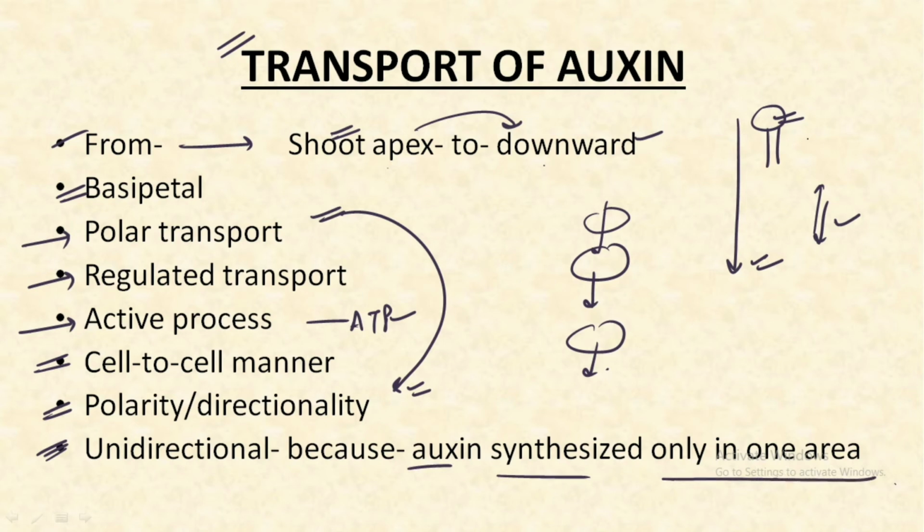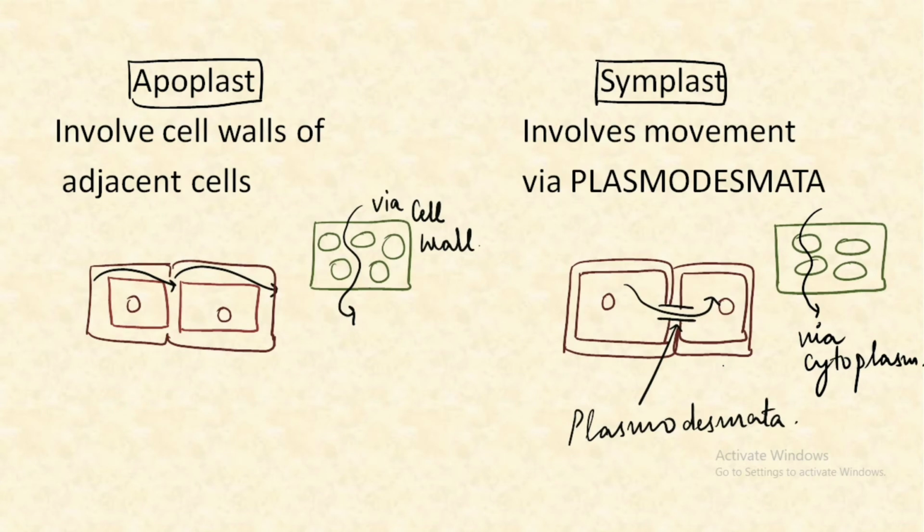We do not find auxin to be synthesized in any other area, so there occurs a polarity-regulated active process in the case of transport of auxin. So we have mainly two processes by which the transportation occurs, that is the apoplast and the symplast. Apoplast is the case in which the cell walls of the adjacent cells help the auxin get transported from one cell to the next cell. Apoplast is the case in which the transportation occurs in between the cells and not through the cytoplasm.